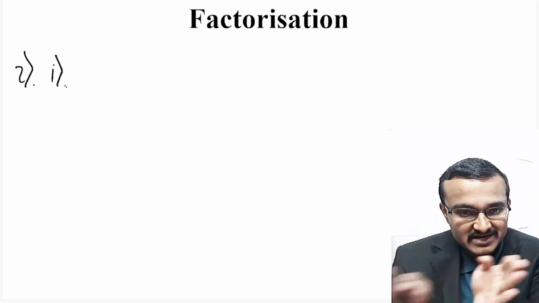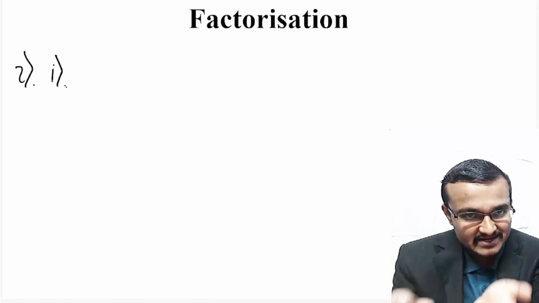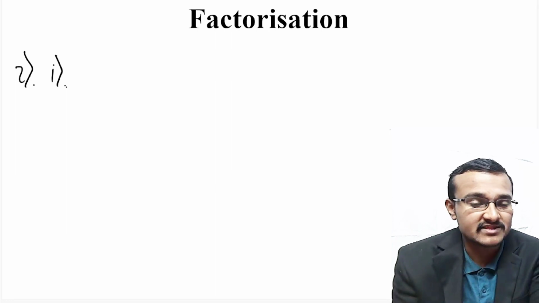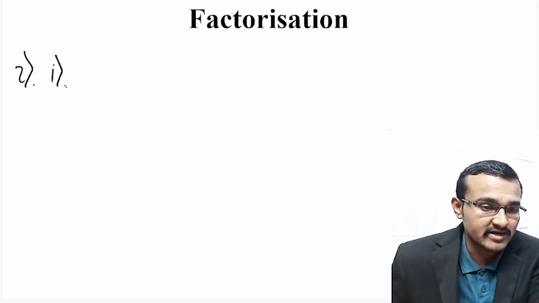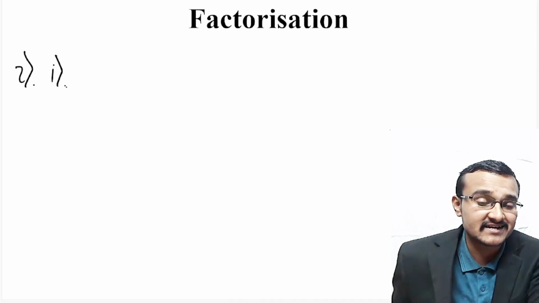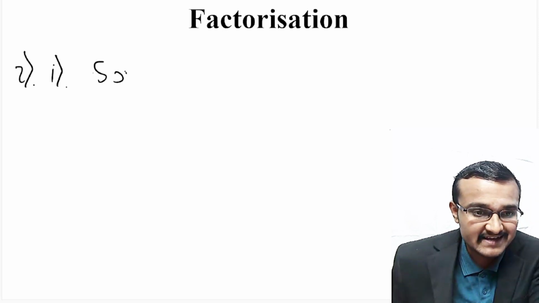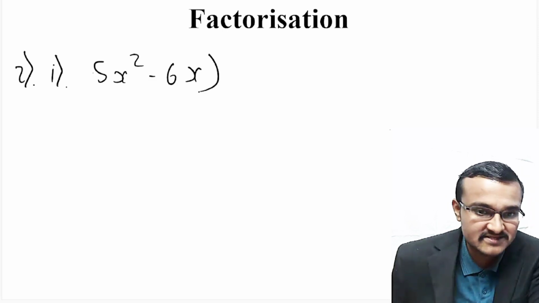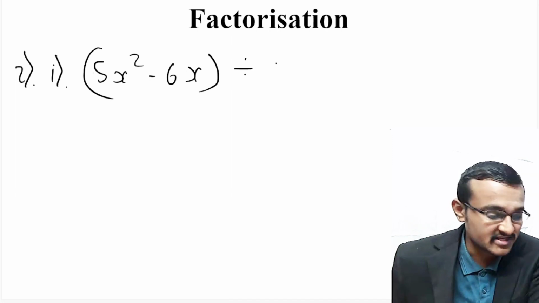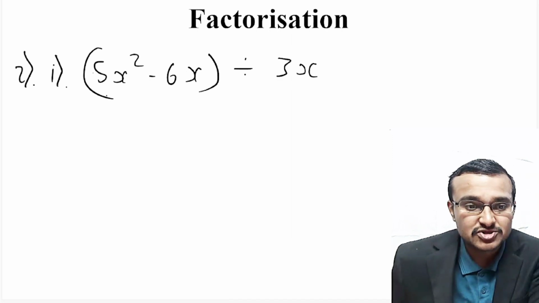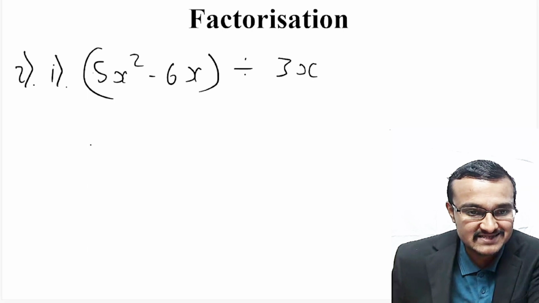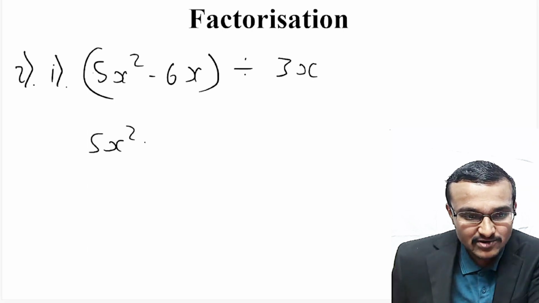You can easily split the terms and divide each term by the monomial given in the denominator, because this second question is related to a polynomial divided by a monomial. So coming to the first question in this second question, they have given 5x square minus 6x, an algebraic expression, divided by 3x.